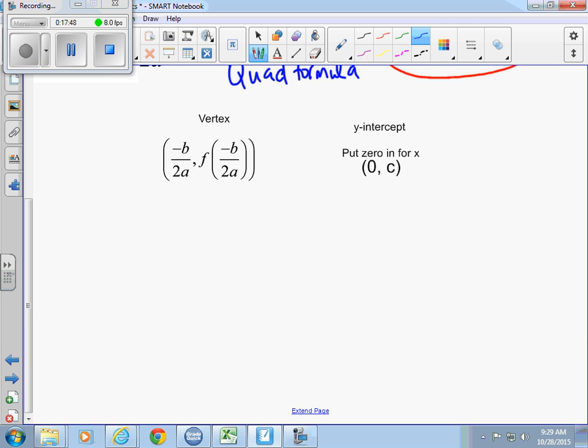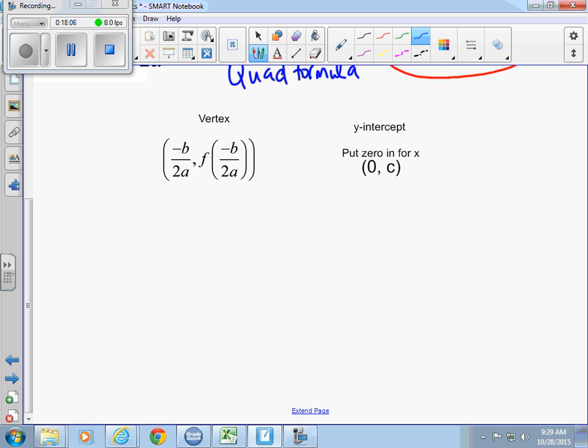Y-intercept: put 0 in for x. Well, it turns out if you are in standard form, ax squared plus bx plus c, won't the y-intercept always be the constant at the end? So you can kind of save yourself some time and go, oh, the 0 and the constant.